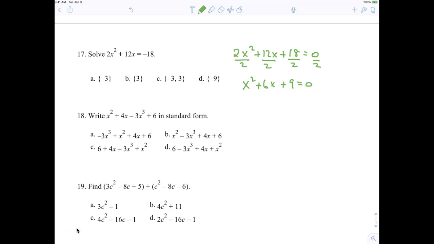And now we can what? Factor this. When we factor this, this becomes x plus 3, x plus 3. So x is equal to negative 3. Now this is called, again, a what? Double root. It's called a double root because it's the same answer for both. All right. Any questions with 17?